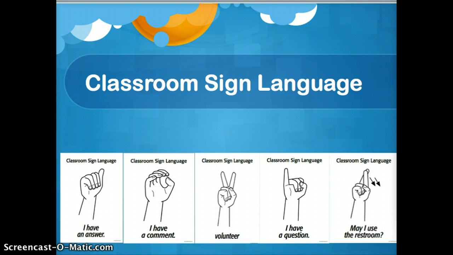These hand signals help me and the students prioritize wants and needs. Students learn to participate non-verbally, and I know what to expect from the student when they raise their hand in class.